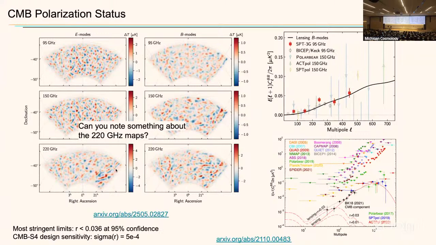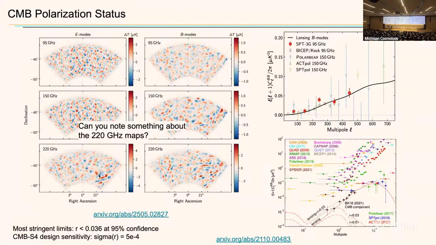So the authors point out that this is an area of high foreground emission. So you are noticing foregrounds. And apparently the fields that were chosen by experiments that make constraints that have a lower upper bound on R avoid this region of sky. So this is just one indication of why field selection is so critical to making these measurements. The most stringent limits on R are at this 0.036 number from BICEP Keck.